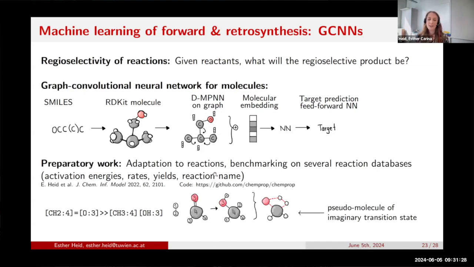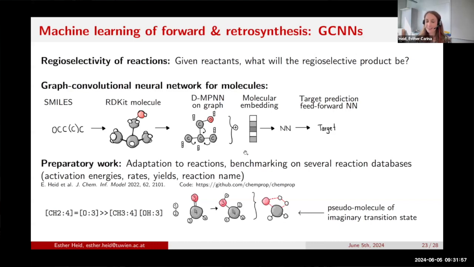And the idea is really simple. If you know what a condensed graph of reaction is, it is a pseudomolecule. You don't need to do any changes. You compute a pseudomolecule, you plug that into the software. You just need to change how you encode the atoms and bonds because they now have 2 labels, one for the reactants and one for the products. And this was really successful to predict activation energies, rates, yields, and reaction names. And it was also very successful to predict regioselectivity for organic reactions.